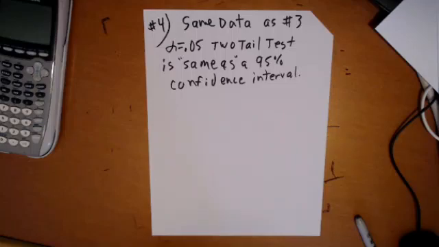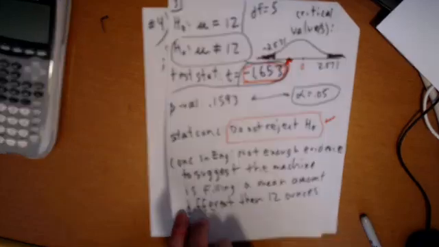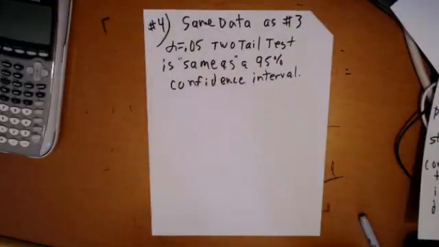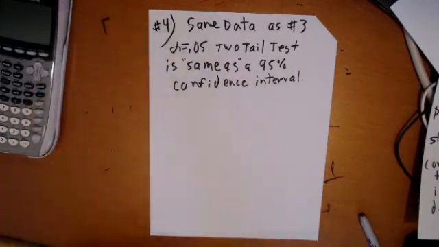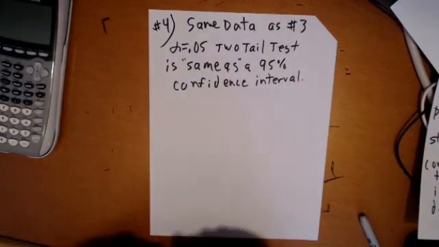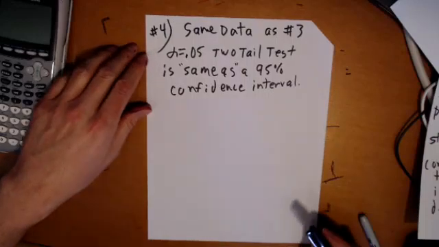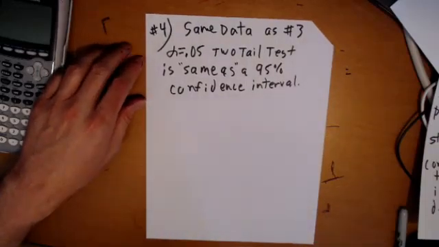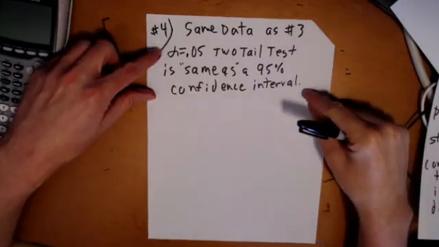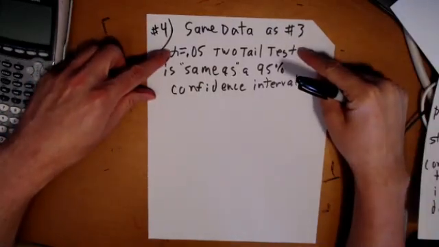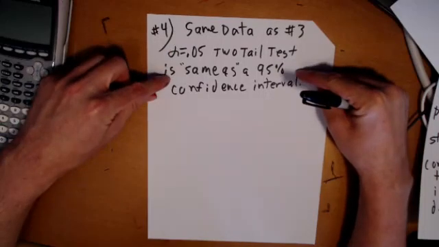Hey folks, problem number 4 asks us to redo problem number 3, but with a confidence interval. So they give us the same data and they say make a 95% confidence interval. We talked about this in the previous section, 10.2. There was one problem in the homework and I solved it out for you in the helpful hint section. But the point was, if it's an alpha 0.05 two-tailed test, it's logically equivalent to a 95% confidence interval.